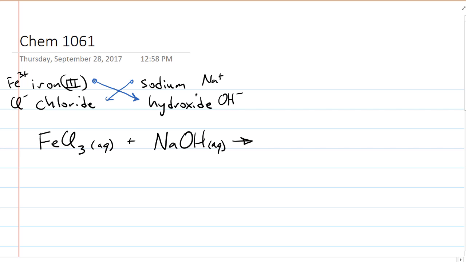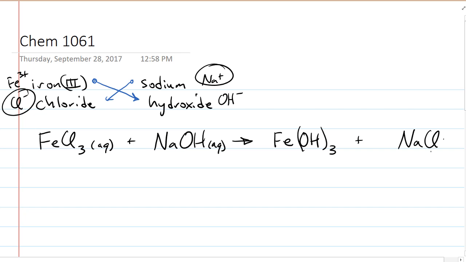So now, if we want to figure out the products, we've done that already. Products are iron 3 hydroxide. So iron is Fe with a 3 plus charge. So how do we write this formula? Parentheses and the 3 down below there, 3 for a subscript. And then the other product would be NaCl. That's because we have Na with a plus charge, chloride with a single negative charge.